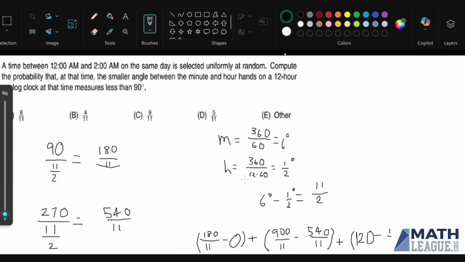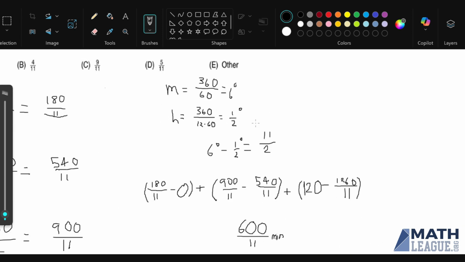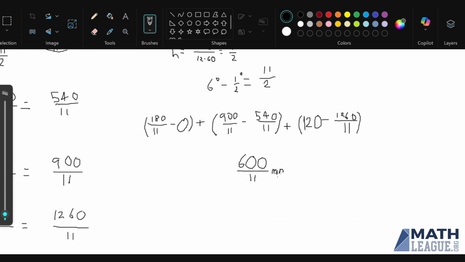Now remember that we were asked for the probability that this is the case, and this is true for 600 over 11 minutes out of a total of 120 minutes between 12 a.m. and 2 a.m. So to get our final probability, all we need to do is divide 600 over 11 by 120, which comes out to 5/11ths as our probability. And that is it, and we are done.